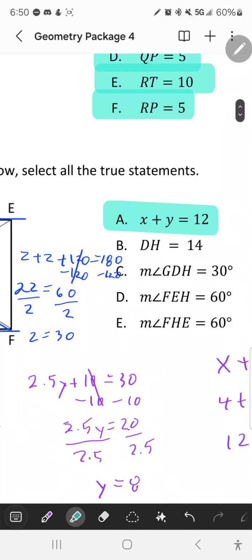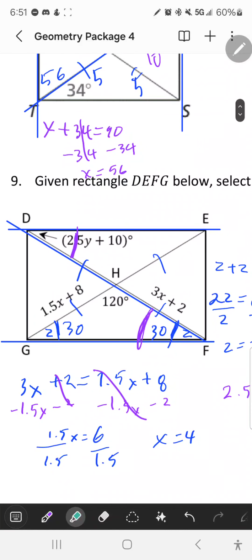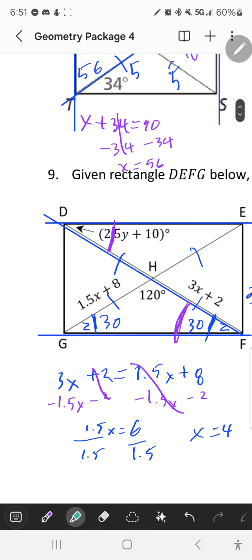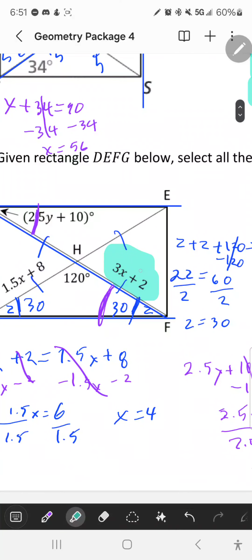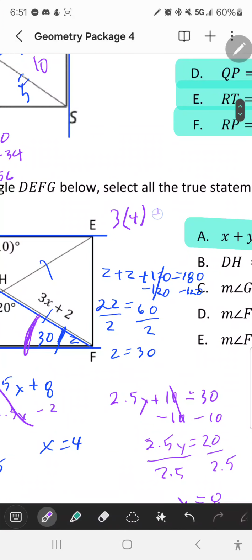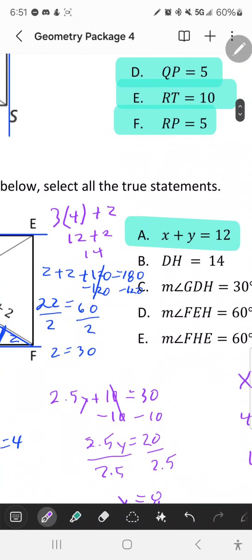Now they're saying that the age equals 14. So let's see. We know that they are all equal, so it's a lot easier to look for the value of this one, and it's going to tell me the value of the other one. So 3 times x, where x equals 4. So 3 times 4 plus 2 is 12 plus 2, which is 14. So yes, the age equals 14.